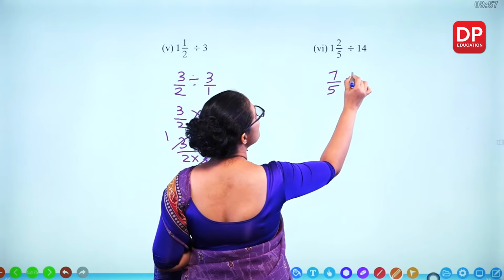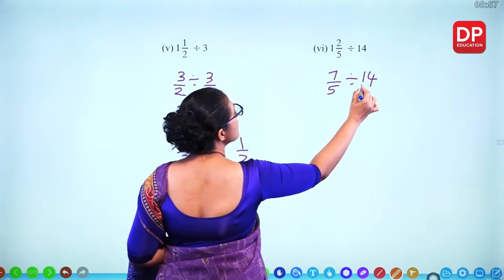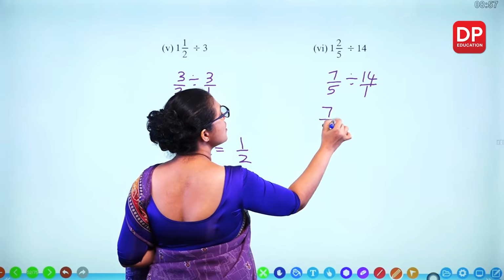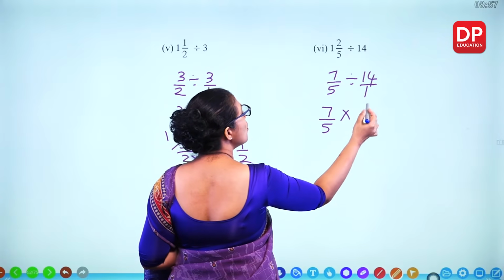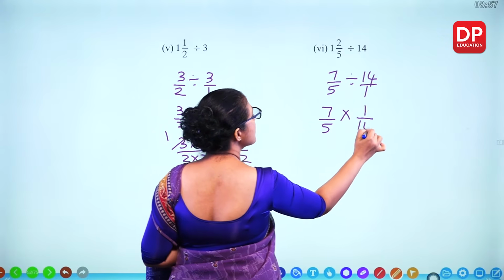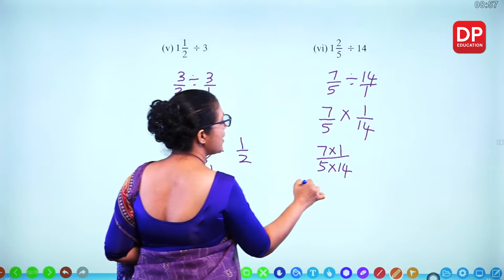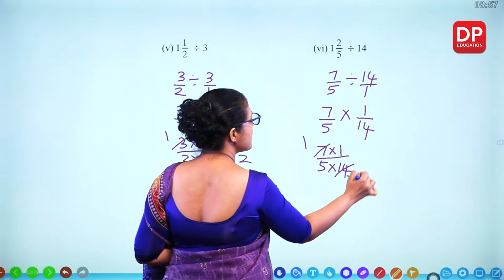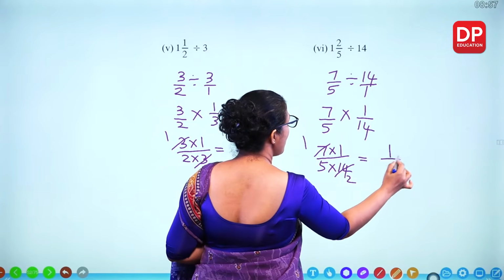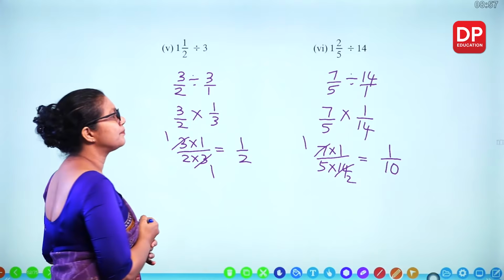This one as an improper fraction, 7/5. Divide by 40. So what's the conversion? Multiply it by the reciprocal of this. Multiply the numerator and the denominator separately. 7 times 1 and 7 times 2. So 1/10.